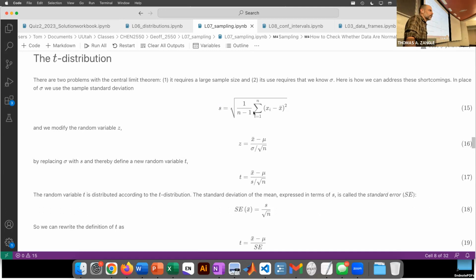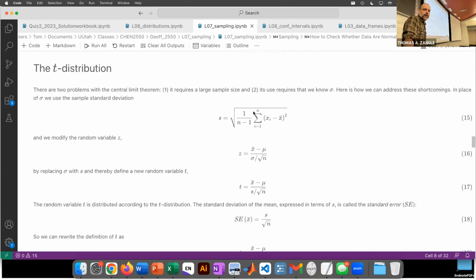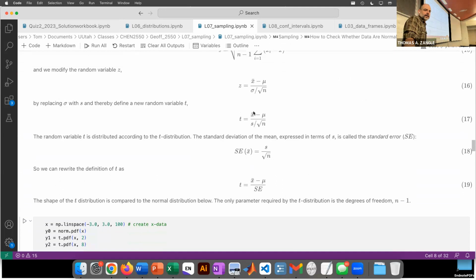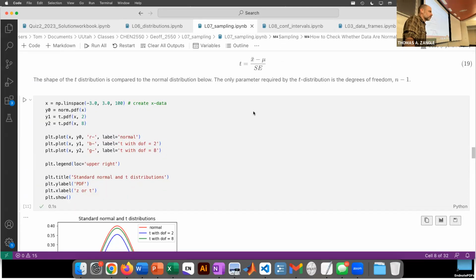Any questions on what we have so far on sampling? So we introduced the t distribution, and we talked a bit about the shape of the t distribution. We'll look a little bit at the use of the t distribution on Monday. But any questions on this before we talk about the quiz?